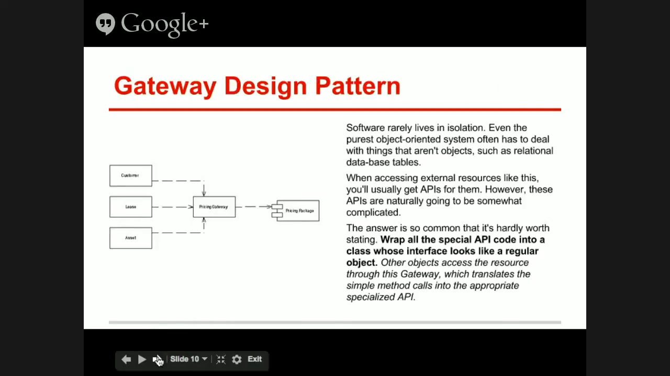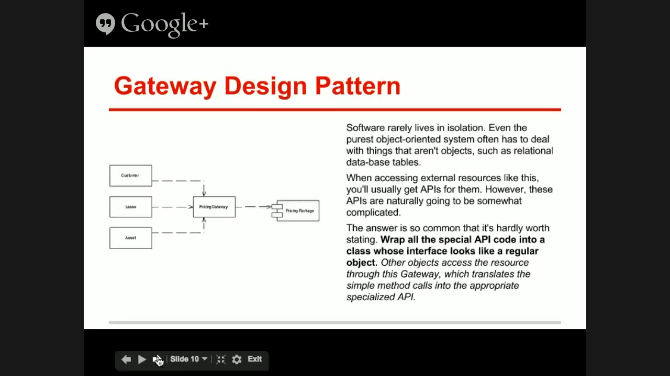All right, gateway design pattern. The point of it is, I mean, you can read that, or if you want me to read it out loud, I will. But the point of it is that you wrap all special API code into a class whose interface looks like a regular object. Well, maybe I should read it out loud so that it's a little more clear.